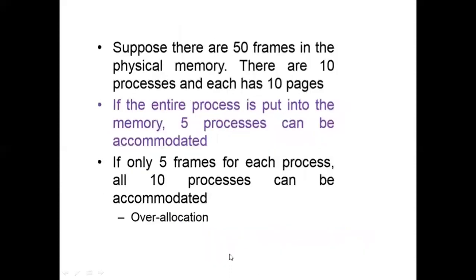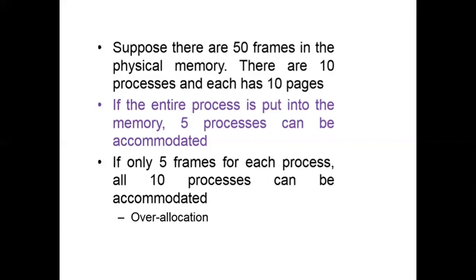So let's take an example and talk about it. Let's say there are 50 frames in the physical memory. Assume there are 10 pages for each process, and let's say there are 10 processes. If you try to bring the entire 10 pages of all 10 processes, you would require 100 frames. But here I have only 50 frames. So what could you do? You could bring maybe 5 pages of each of the 10 processes onto the physical memory. So it is 10 processes and 5 pages each, and you can occupy the entire 50 frames present in the physical memory.